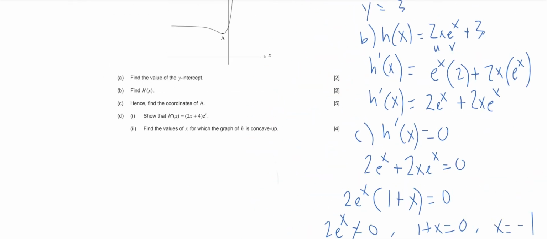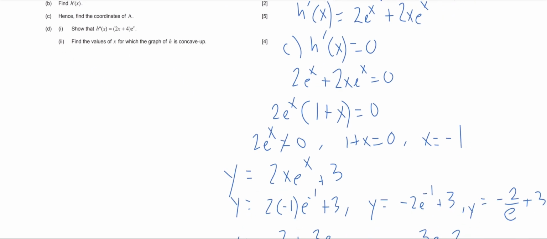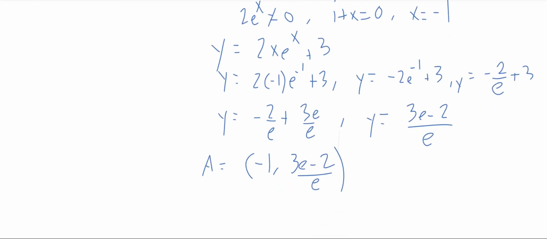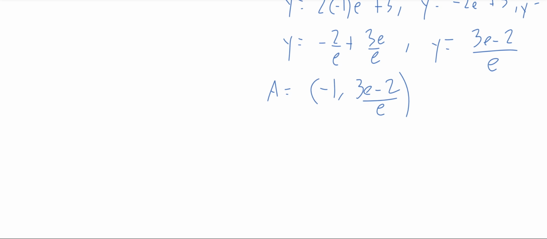Okay. So then part D of the question, show that h''(x) is (2x + 4)e^x. So that's the second derivative. So you just have to differentiate again. In effect, you're differentiating twice. So we know the first derivative h'(x) is 2e^x + 2x e^x. So part D1.